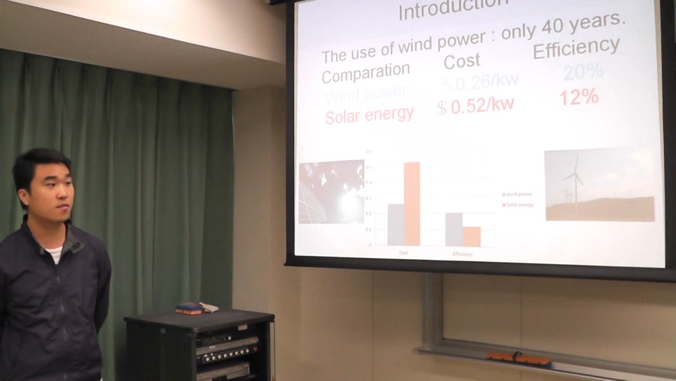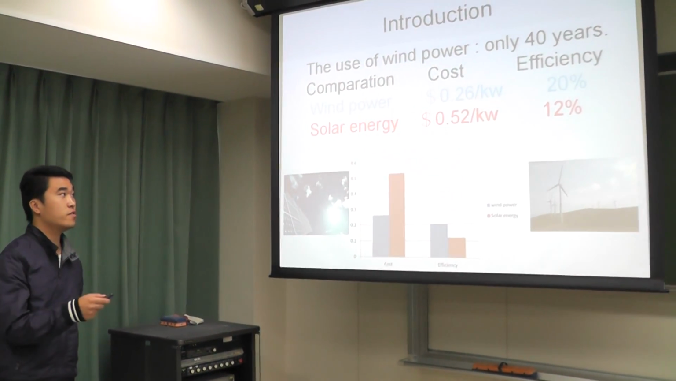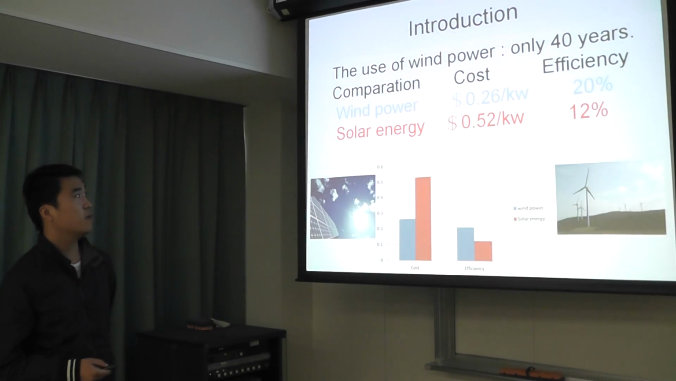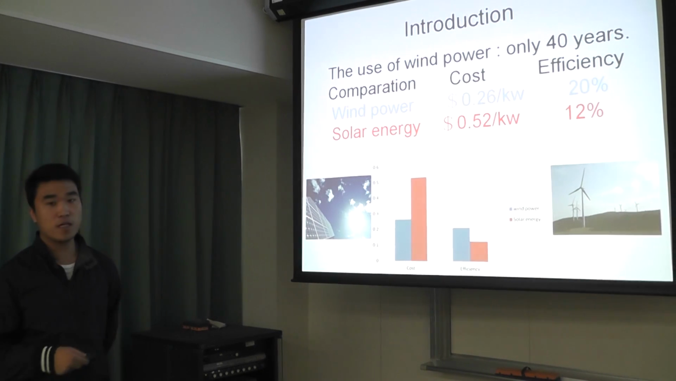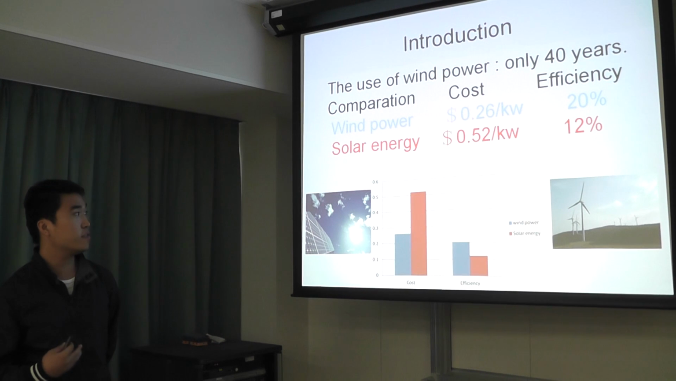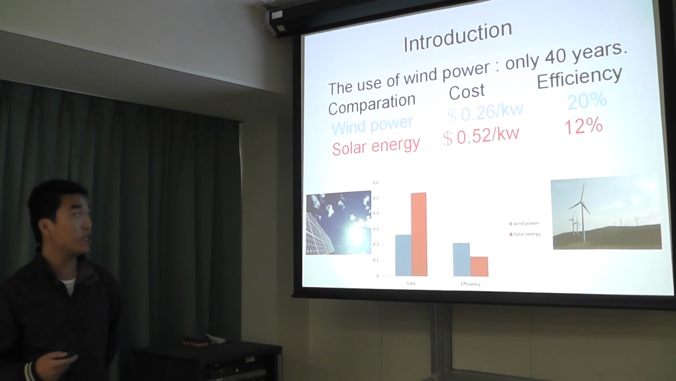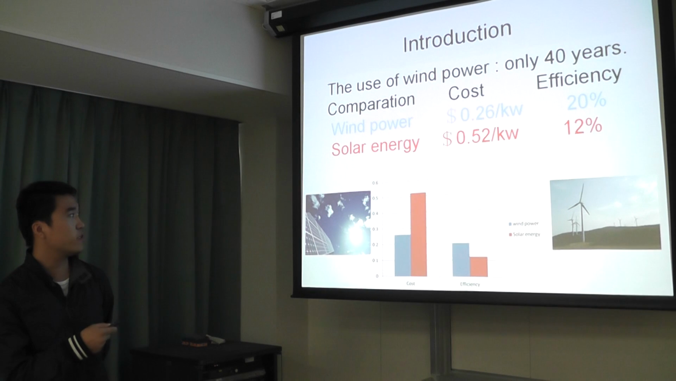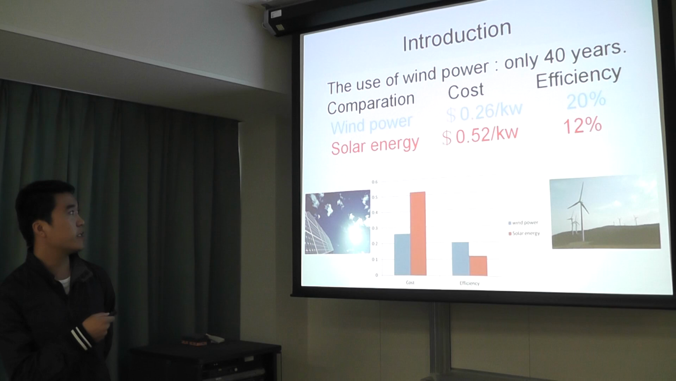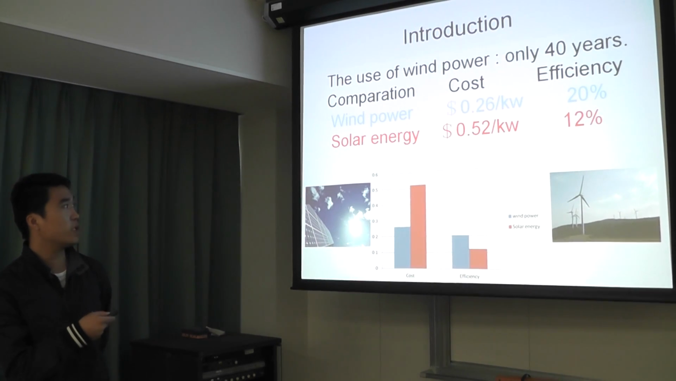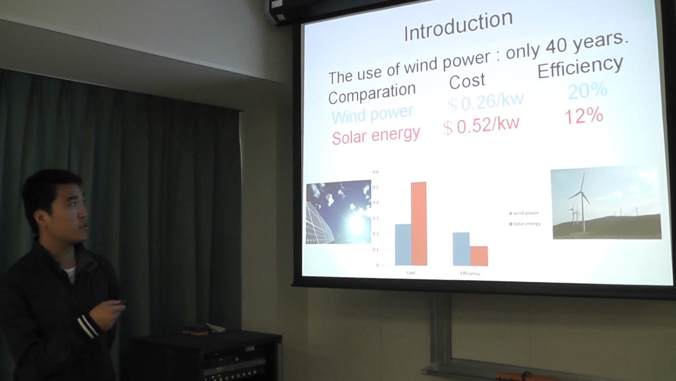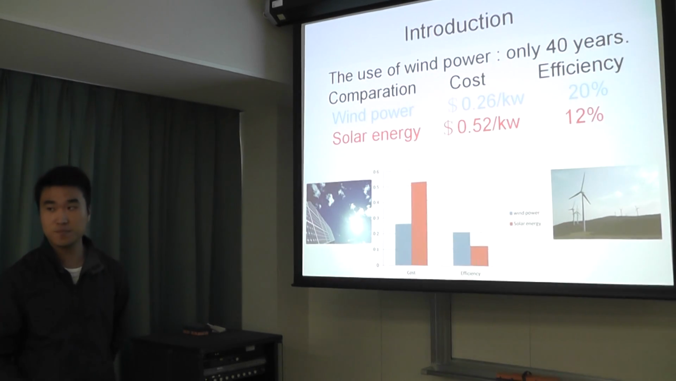As I said, nowadays the efficiency of wind power is much higher than solar energy. But solar energy and wind power are both natural energy. It depends on the technology. If we develop solar energy technology very fast, it would be better. Or if we find some key technology that would develop wind power. But nowadays, I think wind power is better because it costs less and the efficiency is higher.